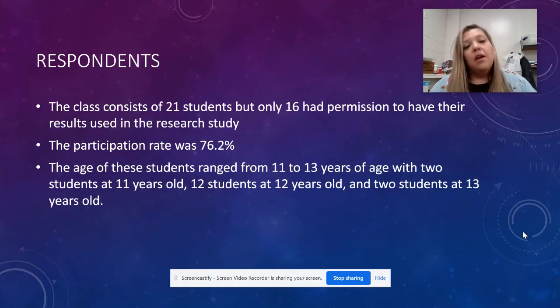As for the respondents, the class consisted of 21 students, but only 16 had permission to have their research and results used in the study. The participation rate was 76.2%. The age of the students ranged from 11 to 13 years of age, with 2 students at 11 years old, 12 students at 12 years old, and 2 students at 13 years old.